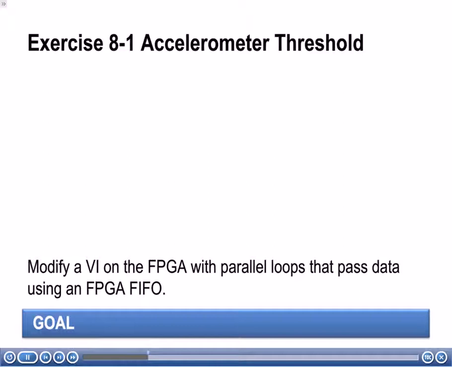At this point, if you're able to, go ahead and do exercise 8.1. In this exercise, we will create an accelerometer threshold. The way that we're going to do that is we're going to use some FIFOs and a lot of other different components. For now, let me just demo the solution to you, and you can take a look at it.